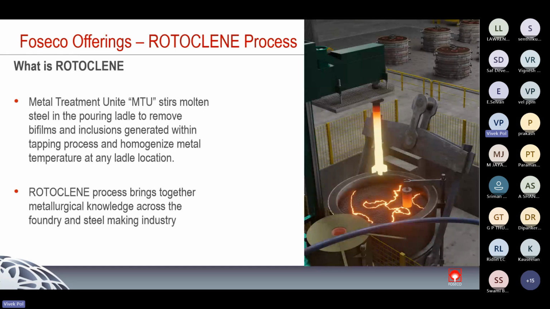That's why Foseco has come up with an advanced technology called rotoclean, wherein you can see in the picture there is a carbon bonded alumina rotor which goes inside the ladle and rotates. Because of the stirring action, the temperature inside the ladle becomes homogenized. At the same time, through the rotor, we are purging argon gas. Argon gas creates a fine curtain of bubbles, and these bubbles lift small inclusions from the metal, and thus it helps to make the metal clean.